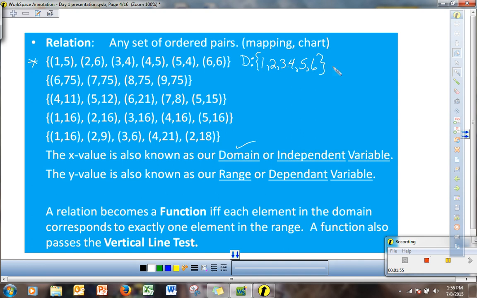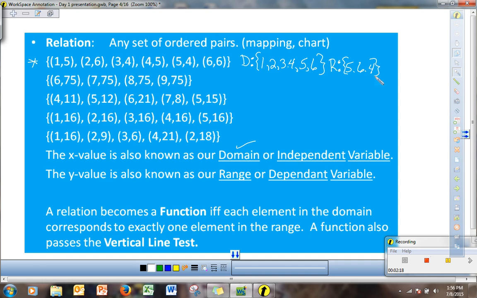To list the range, I'll do the same thing. I'll do a capital R, though, colon, brace. Now you just list the y values: 5, 6, 4. Since 5's already listed, I don't need it again. Since 4 is already listed, I don't need it again. Since 6 is already listed, I don't need it again. That's all there is to it.